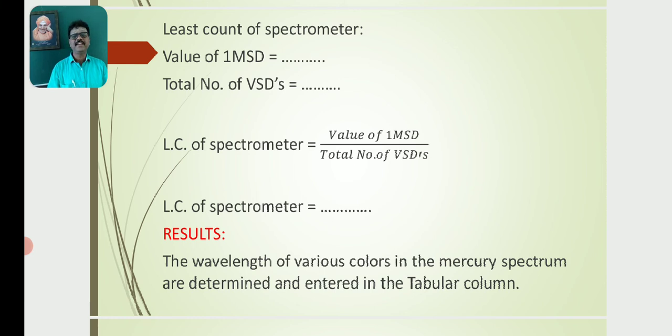So then the final touch of the experiment is the result. What is the result obtained in this experiment? That means, what is our aim of the experiment? The wavelengths of different colors, that means various colors in the mercury spectrum, are determined and entered in the tabular column. So this is the result obtained in this experiment.